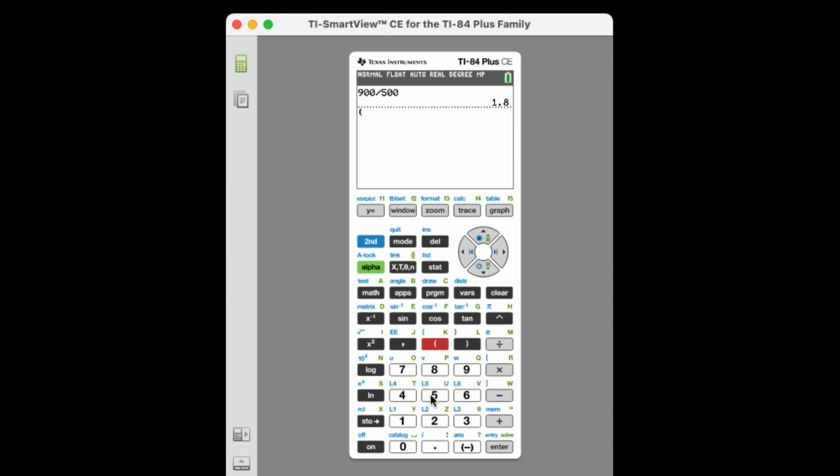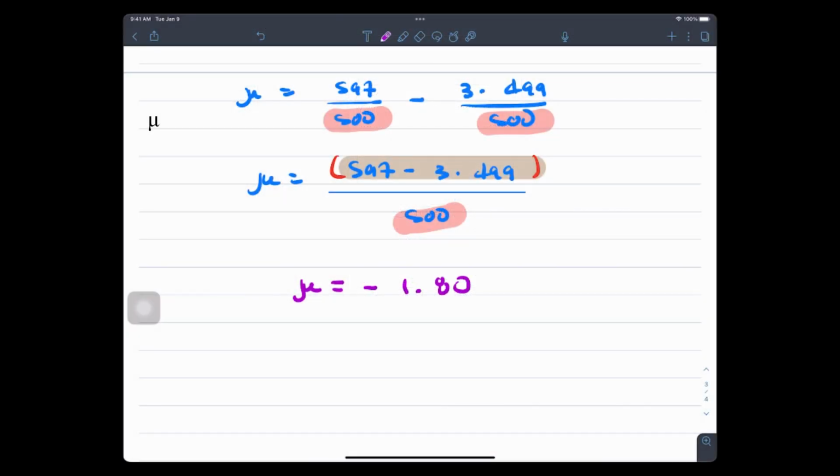Parentheses, what do we do? 597 minus 3 times 499, close that, divided by 500. And what happens now? Do you guys know? What do you think we just got? This is negative point what? 80. Mu is negative 1.8. So I use the definition here to compute the expected value or the mean.